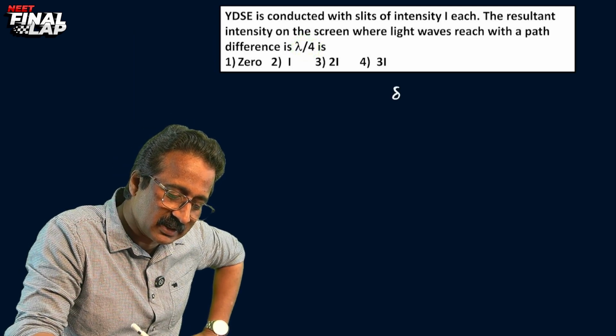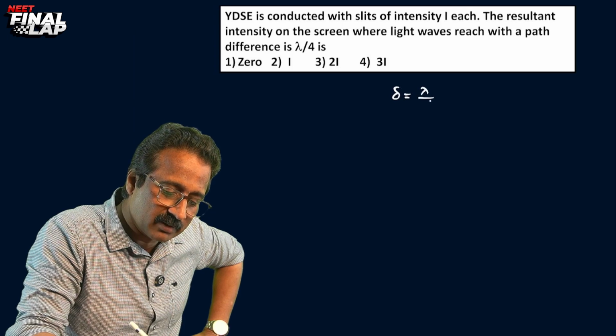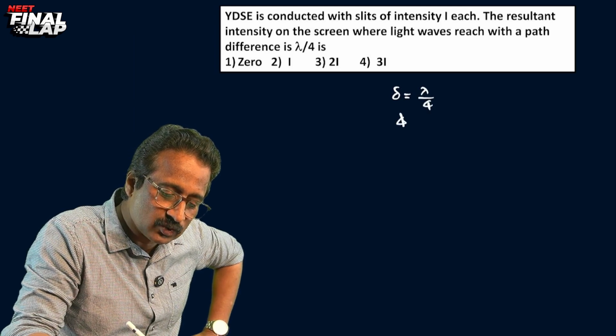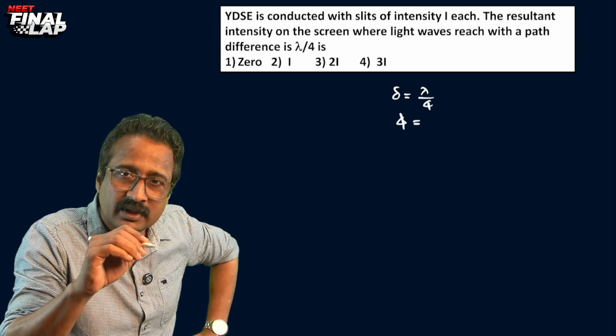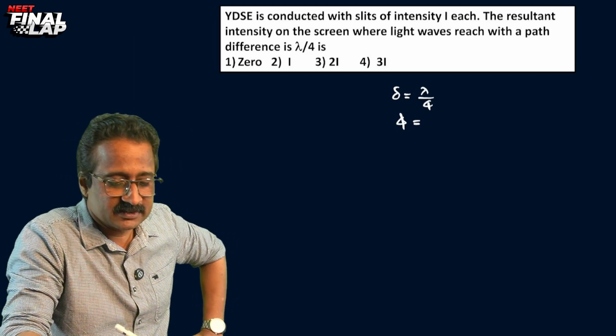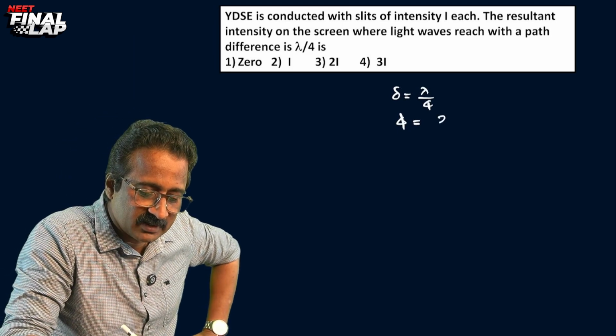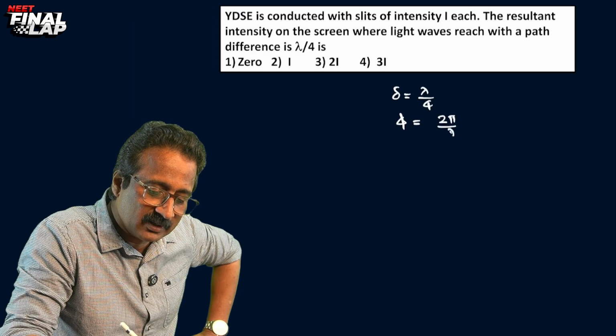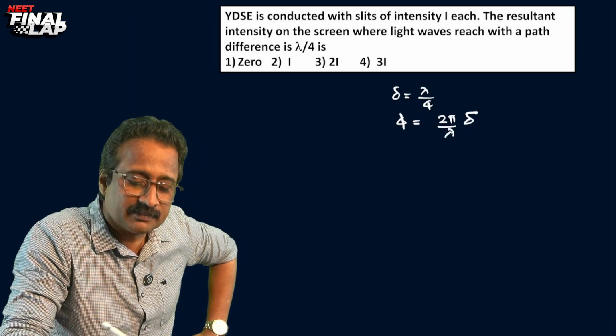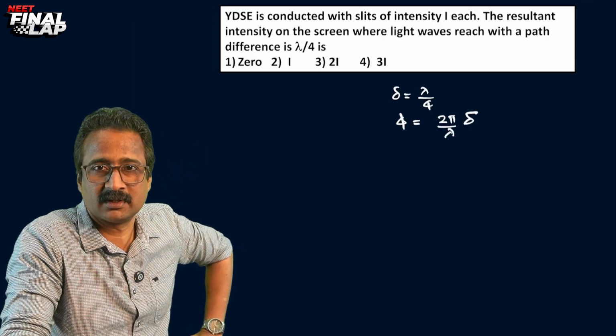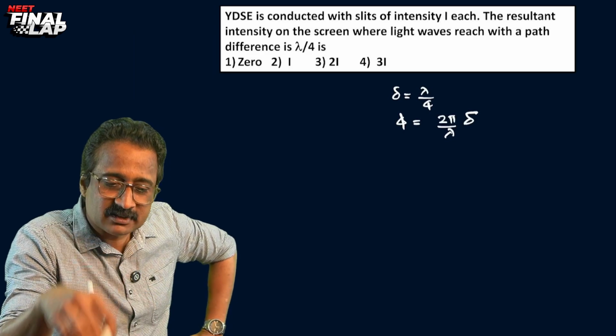So the path difference is actually lambda by 4. But what is the phase difference? You must know how to relate phase difference with path difference. Phase difference is given by 2 pi divided by lambda into path difference. Remember, this is an equation that appears in the first year syllabus. You must know how to relate path difference and phase difference.